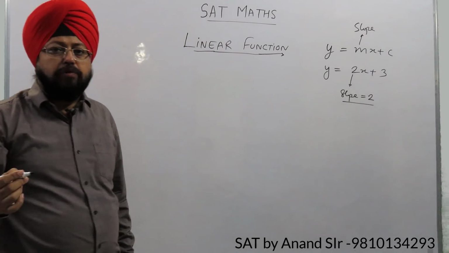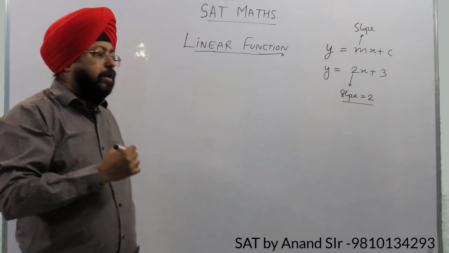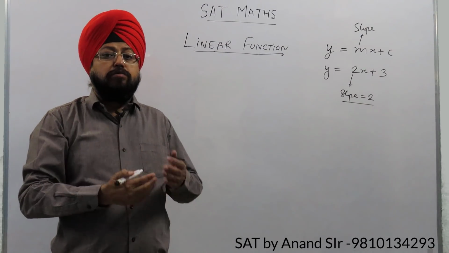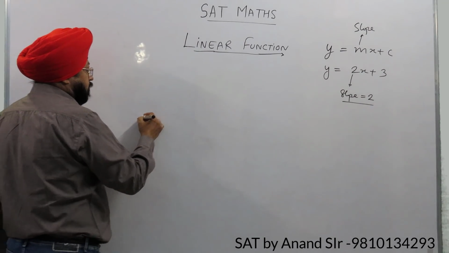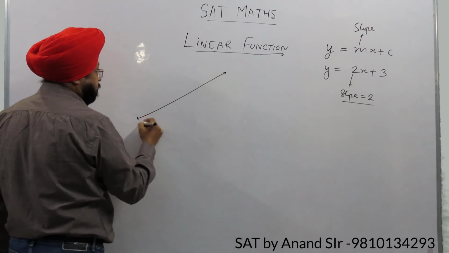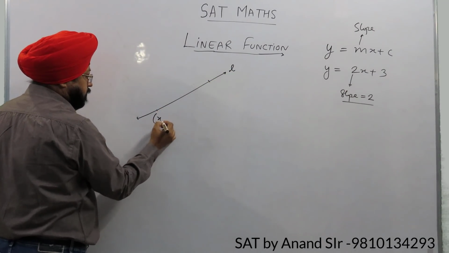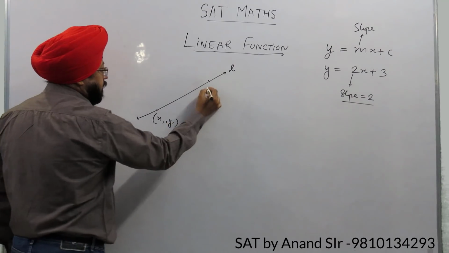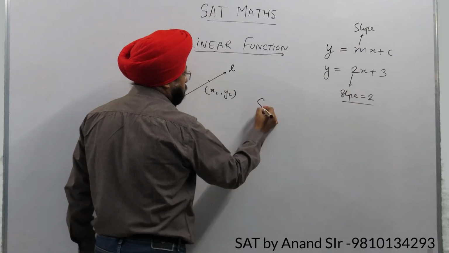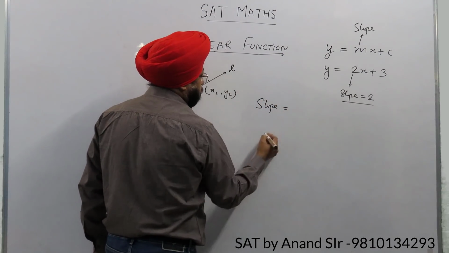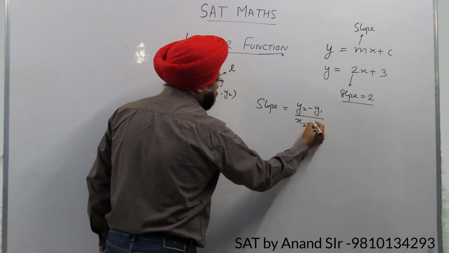Now, when a line is not given, how to find the value of the slope? Second thing, when 2 points are given on a line, how to find the equation of the line? First of all, when we are given a line, say line L, and 2 particular points are given, say (x1, y1) and (x2, y2), then to find slope we use the formula (y2 minus y1) over (x2 minus x1).